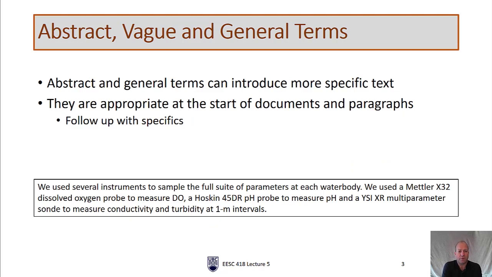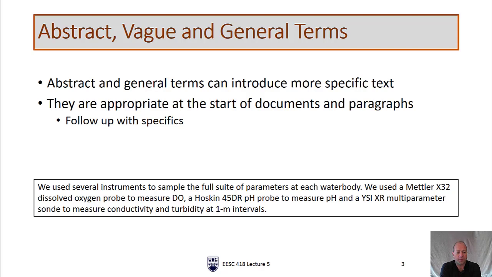So let's look at how we would use these and how we would correct for abstract, vague, and general terms. Abstract and general terms can be used in technical writing, provided that they are just introducing more specific text to come. So if you think back to most of our topic sentences, they will start with generalities and then move into specifics. And that applies both to a topic sentence within a paragraph and the introduction to a larger document. But again, we always need to follow up with specifics, and we need to do so very quickly after introducing our generalities. Otherwise, we leave questions in the reader's mind.